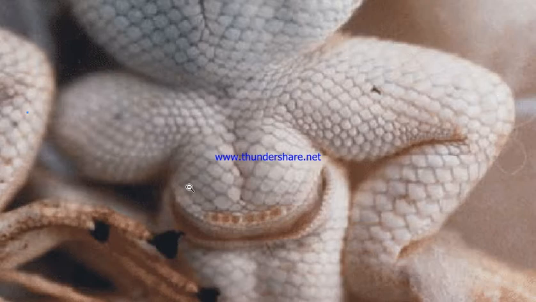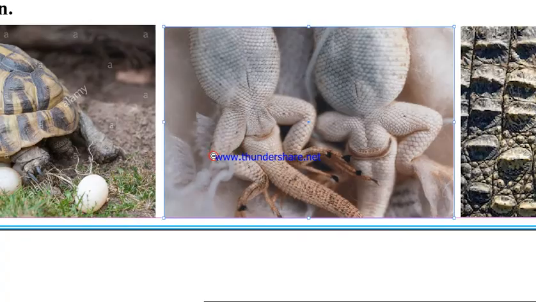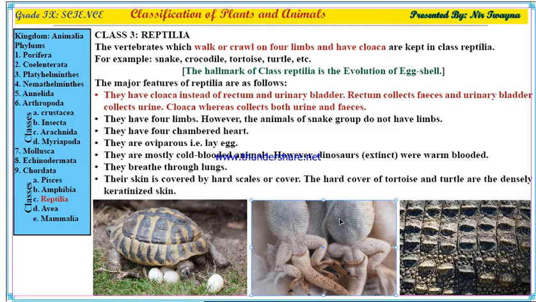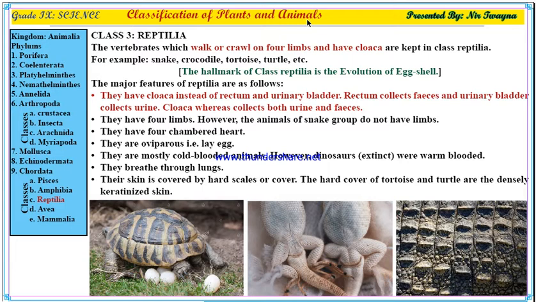So they do not urinate. There is a saying that if one lizard urinates and the urine falls in your eye, then you go blind. So we should not keep on looking at a wall lizard. But that is not true, because a wall lizard does not urinate. They have cloaca instead of rectum and urinary bladder. Rectum collects feces and urinary bladder collects urine, whereas cloaca collects both urine and feces, and they are mixed up.